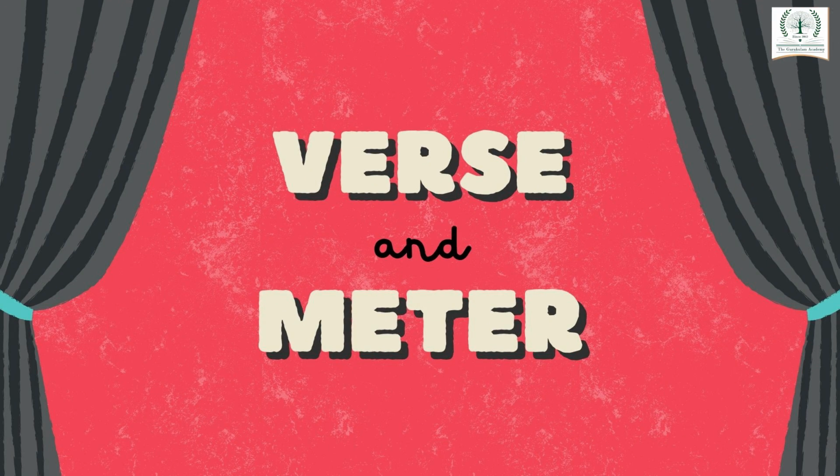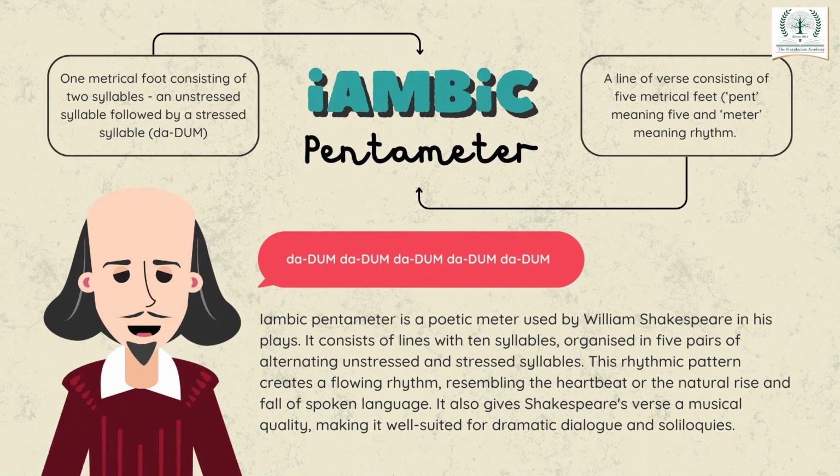Verse and meter. Iambic pentameter. One metrical foot consists of two syllables, an unstressed syllable followed by a stressed syllable. Ta, tum. A line of verse consisting of five metrical feet, penta meaning five, and meter meaning rhythm. Da dum, da dum, da dum, da dum, da dum.